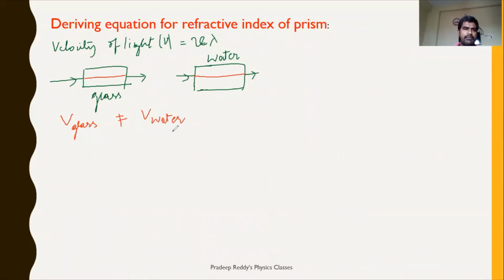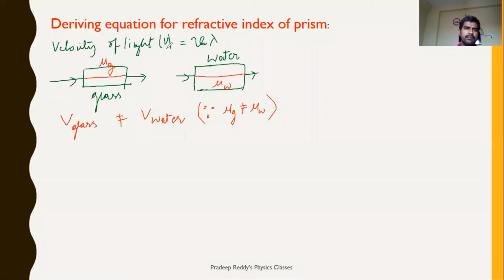Based on that you will have refractive index. So here you will have refractive index of the glass and here you will have refractive index of water. Velocity of light in glass is not equal to velocity of light in water. Since refractive indices are different, refractive index of the glass is not equal to refractive index of water. This basic thing we have discussed in the previous chapter itself.